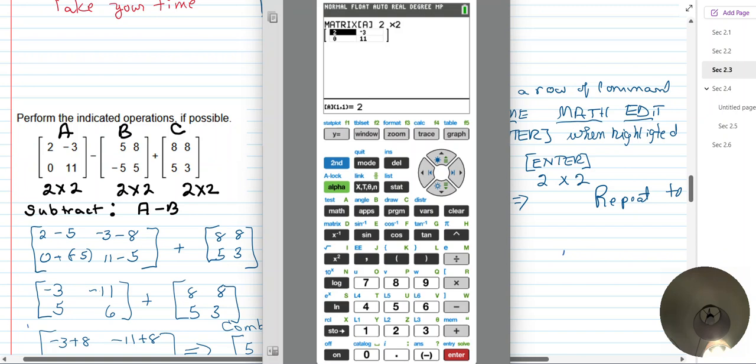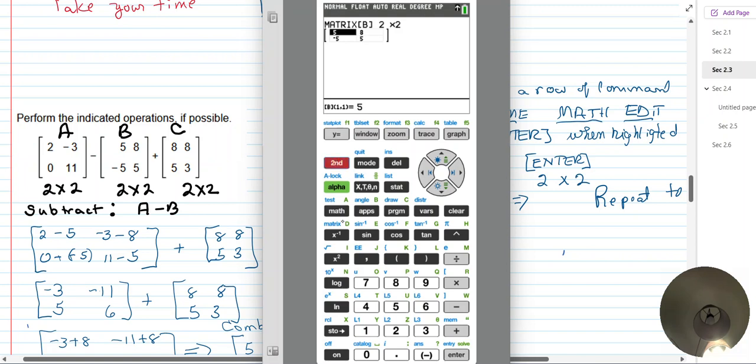So now I forgot to tell you to go to second matrix again, go to edit, and you're going to scroll, highlight B and enter. Now we're in the B and we want a 2 by 2. And we're entering the numbers in the matrix, 5, 8, -5, 5. All right, now I have that one.